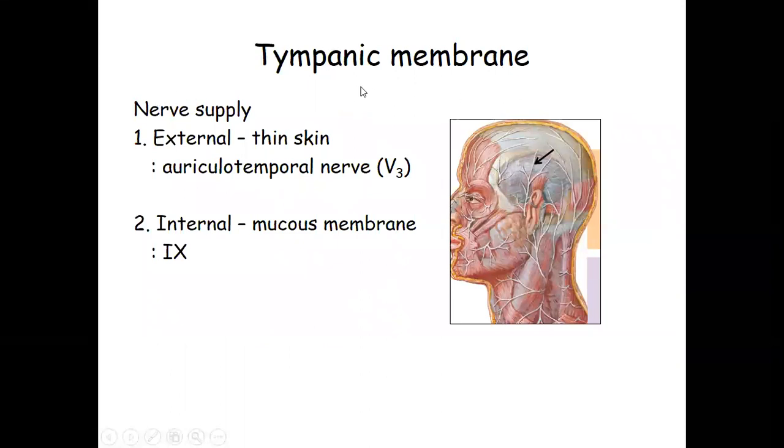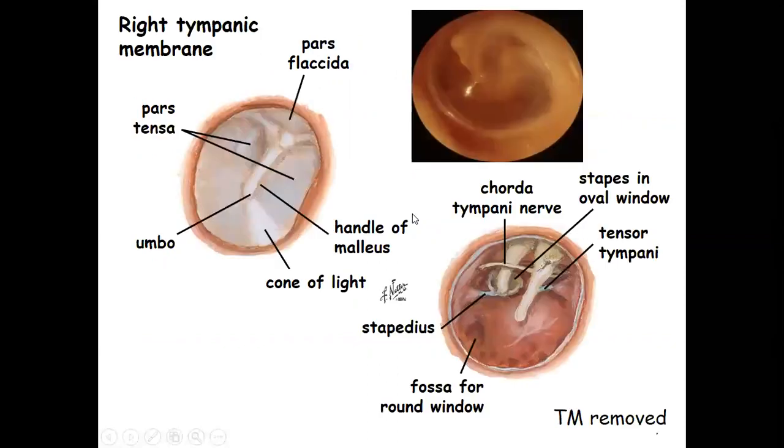For the nerve supply of the tympanic membrane: the external part, which faces the external environment and is covered by thin skin, is supplied by the auriculotemporal nerve. You can see here, this is the auriculotemporal nerve supplying the external part of the tympanic membrane. The internal part, which is covered by mucous membrane, is supplied by the ninth cranial nerve.